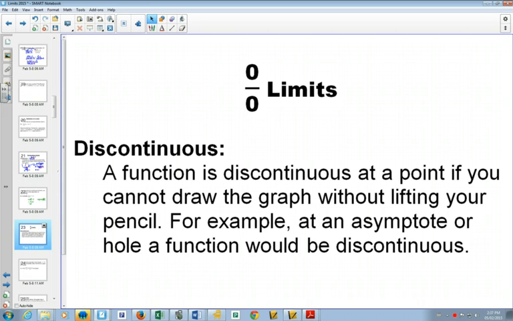Sometimes 0 divided by 0 will result in getting really close to a huge number. Sometimes 0 divided by 0 will get really close to 0. And so there's weird things that happen when you divide 0 by 0, or at least when you get close to doing that, because you're not actually allowed to divide by 0.